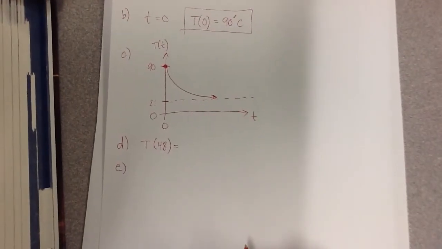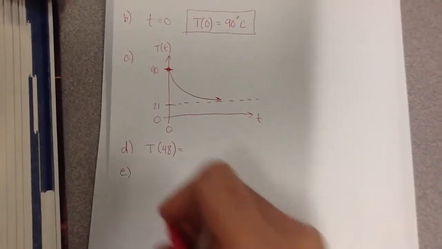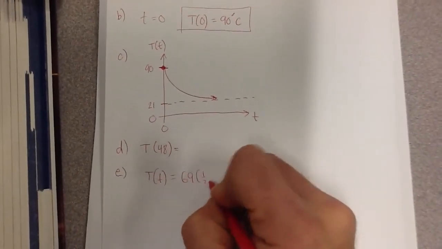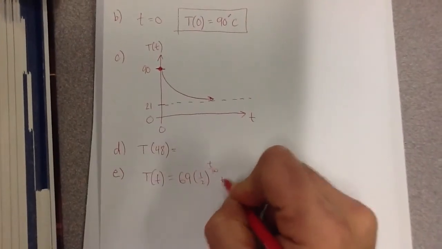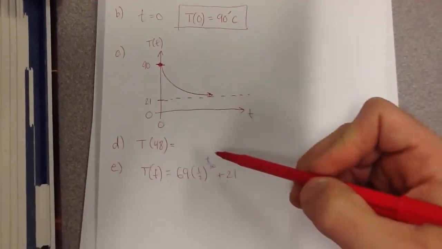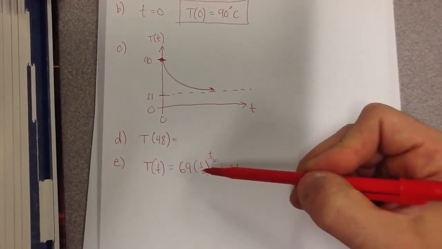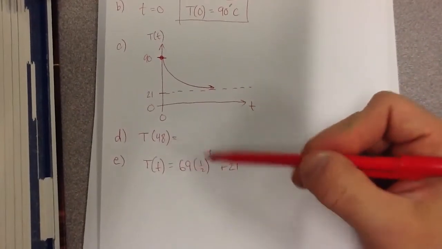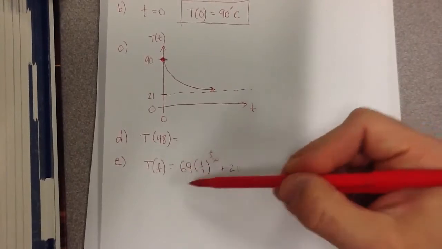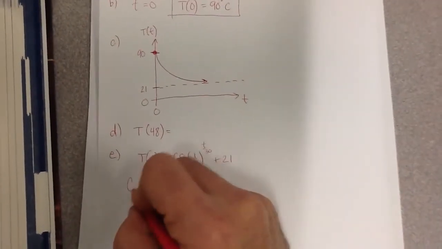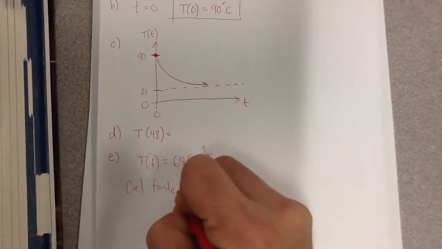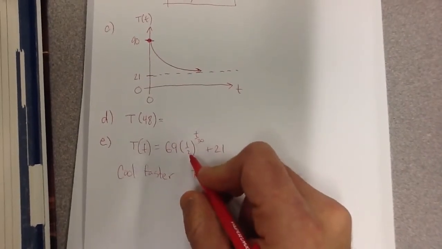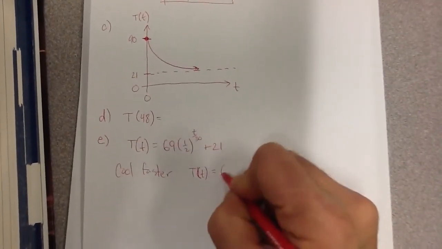Explain how the equation would change if the coffee cooled faster. Okay, so right now the formula is T of t is equal to 69 times a half to the power of t over 30 plus 21. So if you take a look at this, again, the coffee is cooling, that 69 is being cut in half every 30 minutes. So every 30 minutes it's decreasing in temperature. If you want it to cool faster, that means that the half-life of that 69 has to happen quicker.